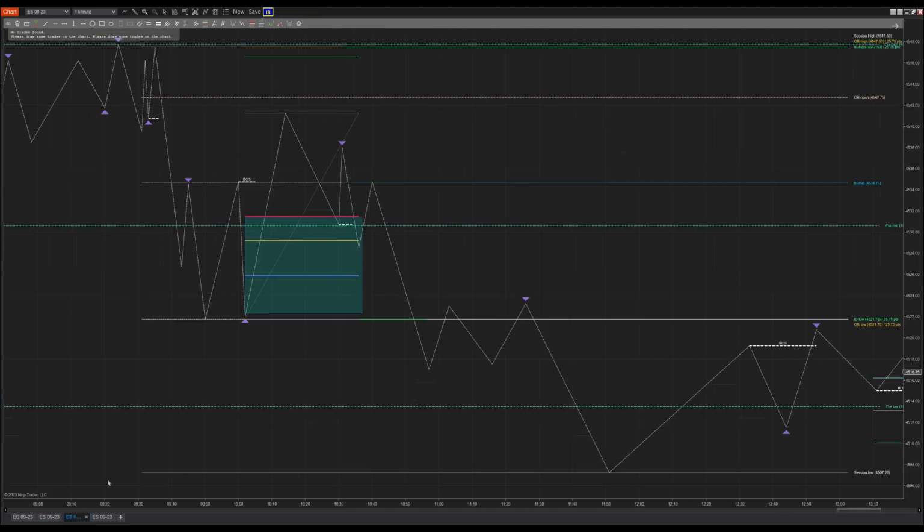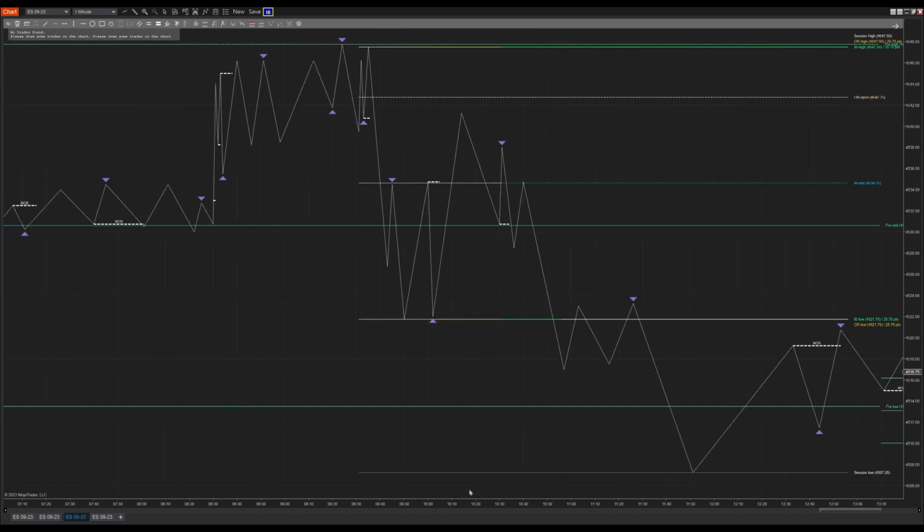We're going to add some of that technical support to help guide us in those decisions. But for the most rudimentary application here, if I see a break of structure and I retrace into discount, or a break of structure and retrace into premium, we're going to at least look to see if all of the conditions are there for us to enter that trade.